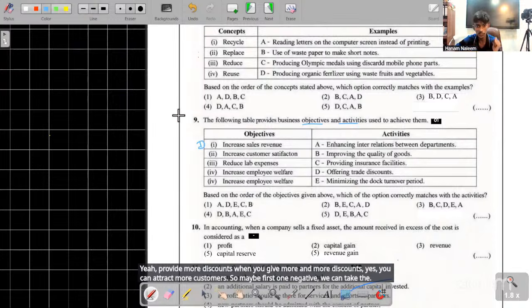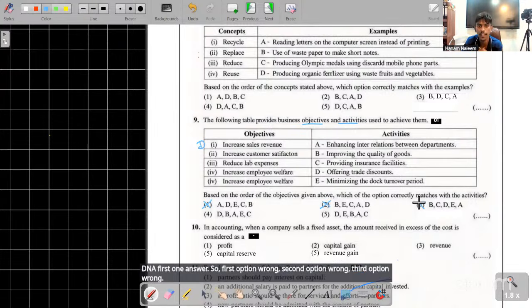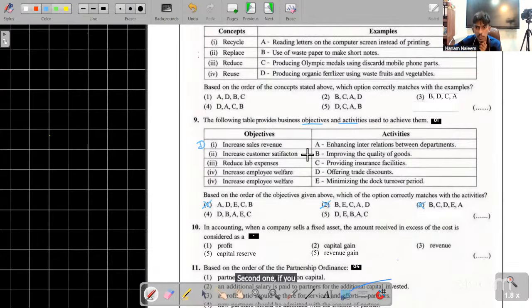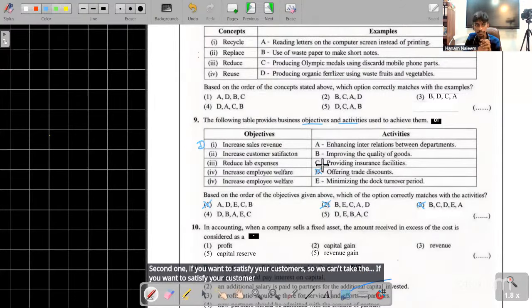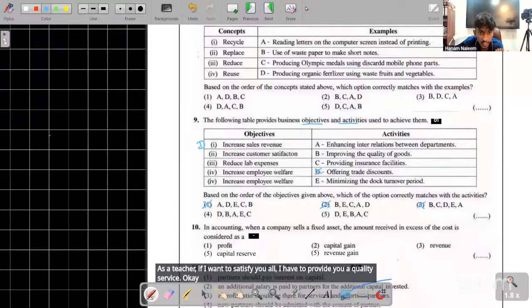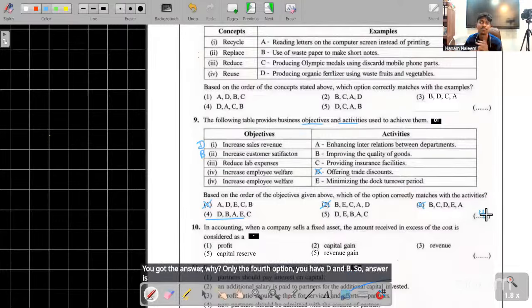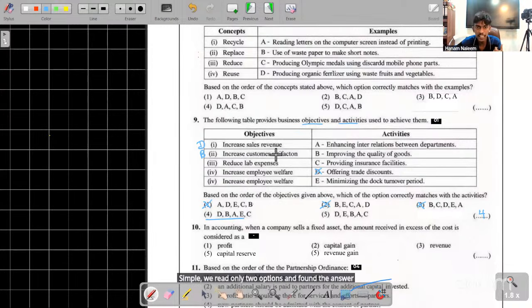D is the answer for the first one. So the first option is wrong, the second option is wrong, the third option is wrong. Second one, if you want to satisfy your customer, we can't take D. If you want to satisfy your customer, what do you have to do? Think. As a teacher, if I want to satisfy you all, I have to provide you a quality service. So you have to increase the quality, B. You got the answer. Why? Only in the fourth option you have D and B. So the answer is the fourth one. Simple. We read only two options and found the answer. And we'll see the other one.